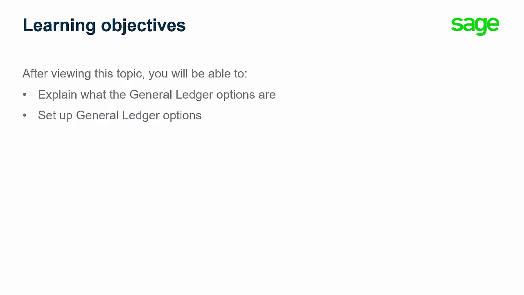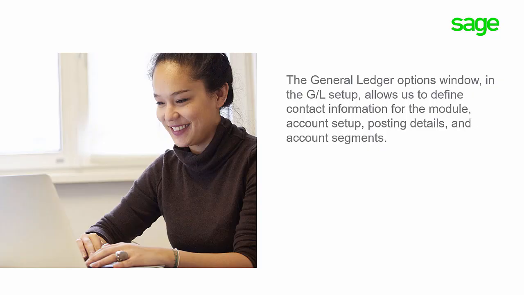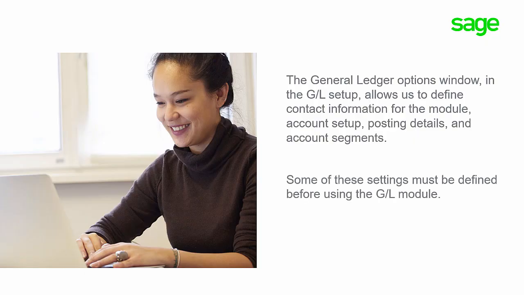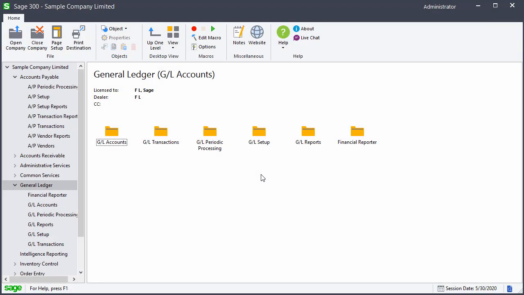Over the next few minutes, we will explain what the General Ledger options are and we'll show you how to set them up. The General Ledger Options window in the GL Setup allows us to define contact information for the module, account setup, posting details, and account segments. Please note that some of these settings must be defined before using the GL.